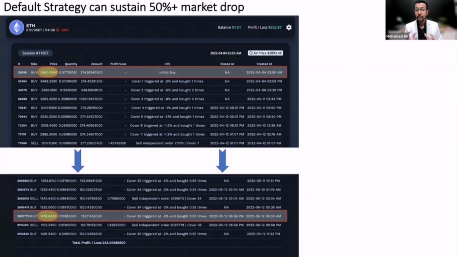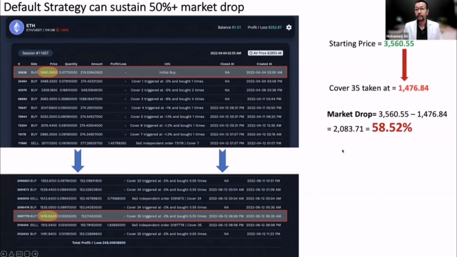And let's calculate now how much that drop is. So I made a couple of equations here. I hope it's simple to everyone. When we started at the price of 3,560.55, which we can see here on the left, the market went down, and the last cover, cover 35, was taken at the price of 1,476. So that's a total drop of 2,083.71, in percentage compared to the initial price, a drop of 58.52%. So that's exactly more than the 50% that we have been talking about. And it could actually be 60 or 70% depending on how the market is fluctuating.